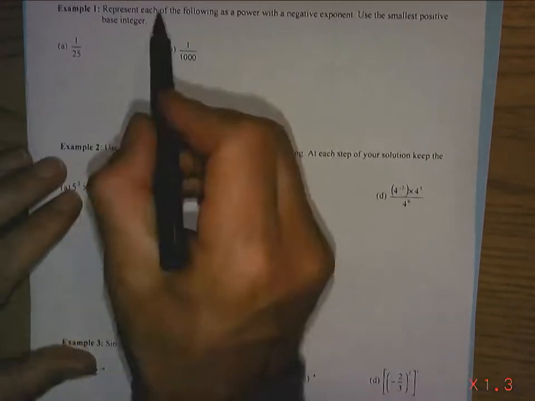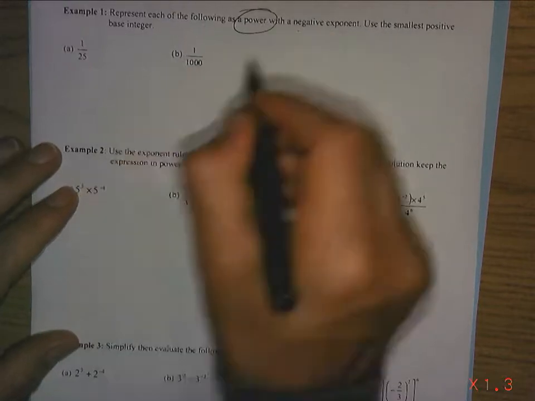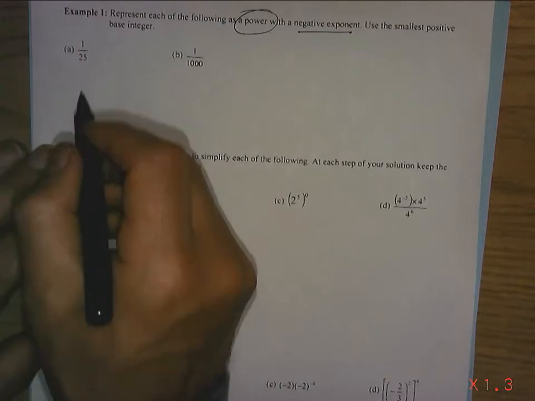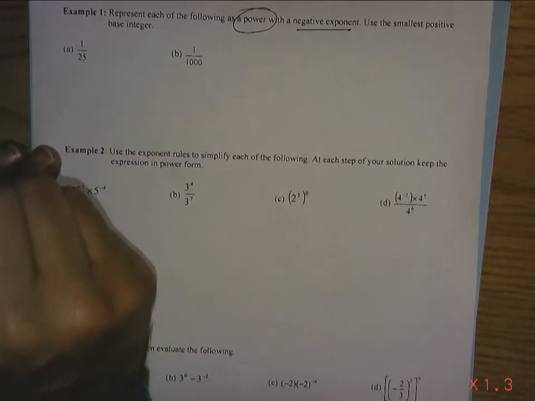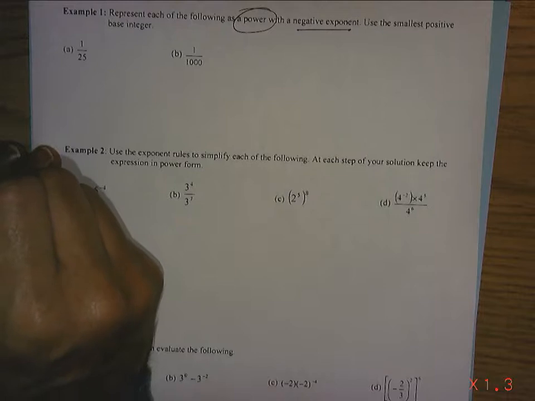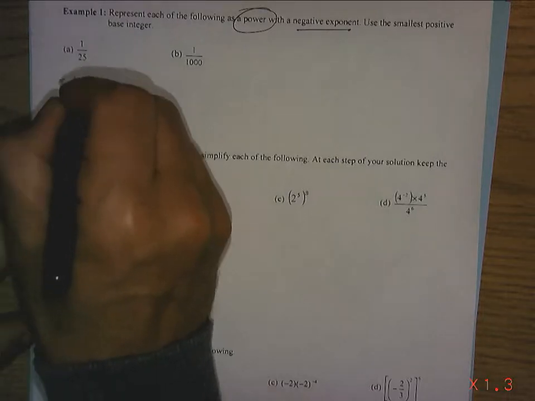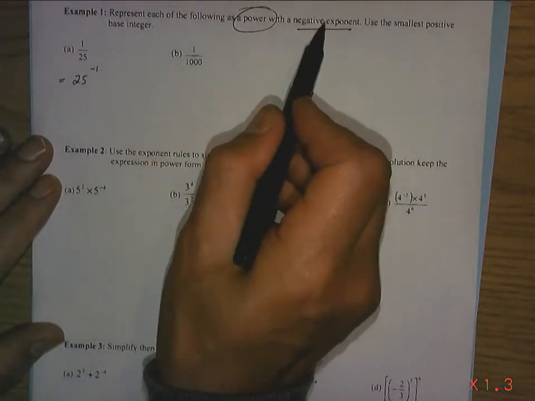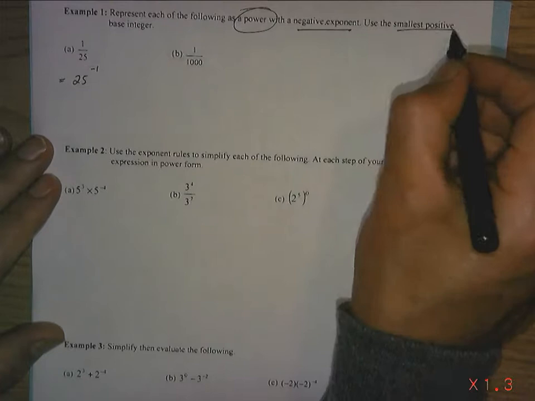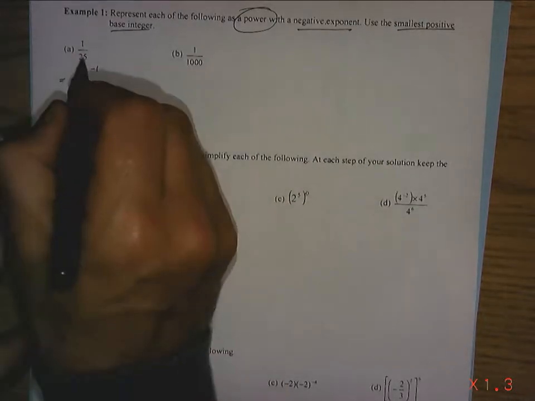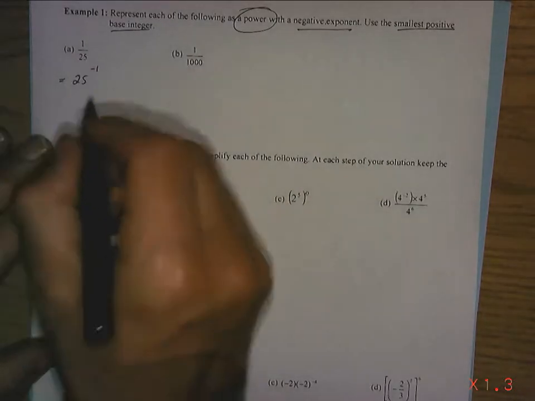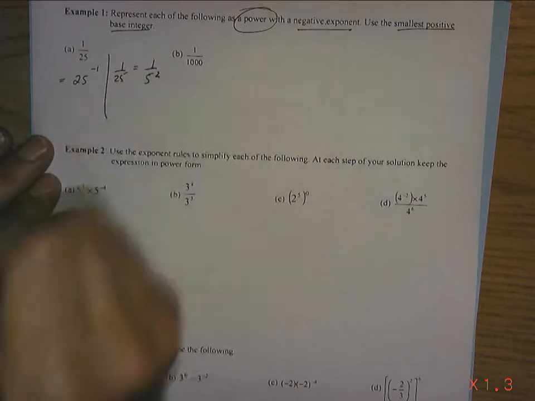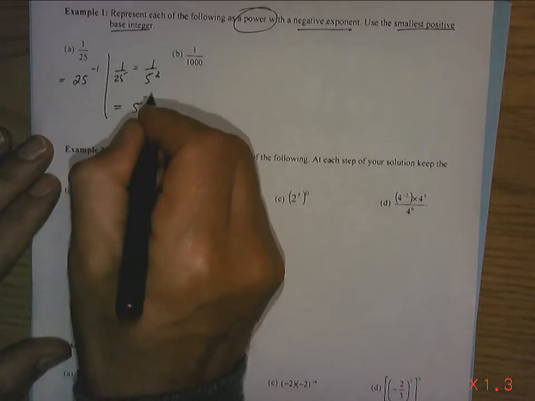Example 1. Represent each of the following as a power with a negative exponent. Use the smallest positive base possible. So this is 1 over 25. Well, first I need to raise it as a power. The easiest one, to be honest with you, is 25 to the negative 1. And that satisfies this. It represents it as a power of negative exponent. But it's not the smallest positive base. The smallest positive base here is 5. 1 over 25 is equal to 1 over 5 squared, which means that would be 5 to the negative 2.